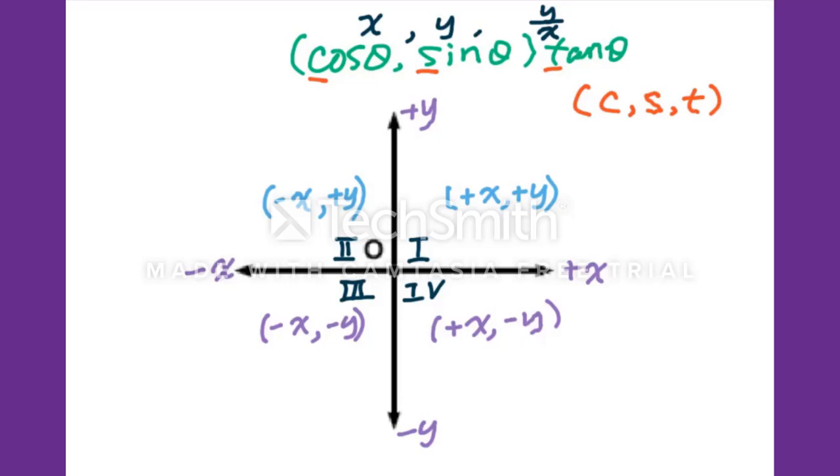First of all, we will work on the sign for tangent this time. For the third coordinate, it's y over x. Using y over x, we can decide the sign for tangent. So y over x still positive. Y over negative x will be negative. And negative y over negative x will be positive. Negative y over positive x will be negative. So we label it as CST.